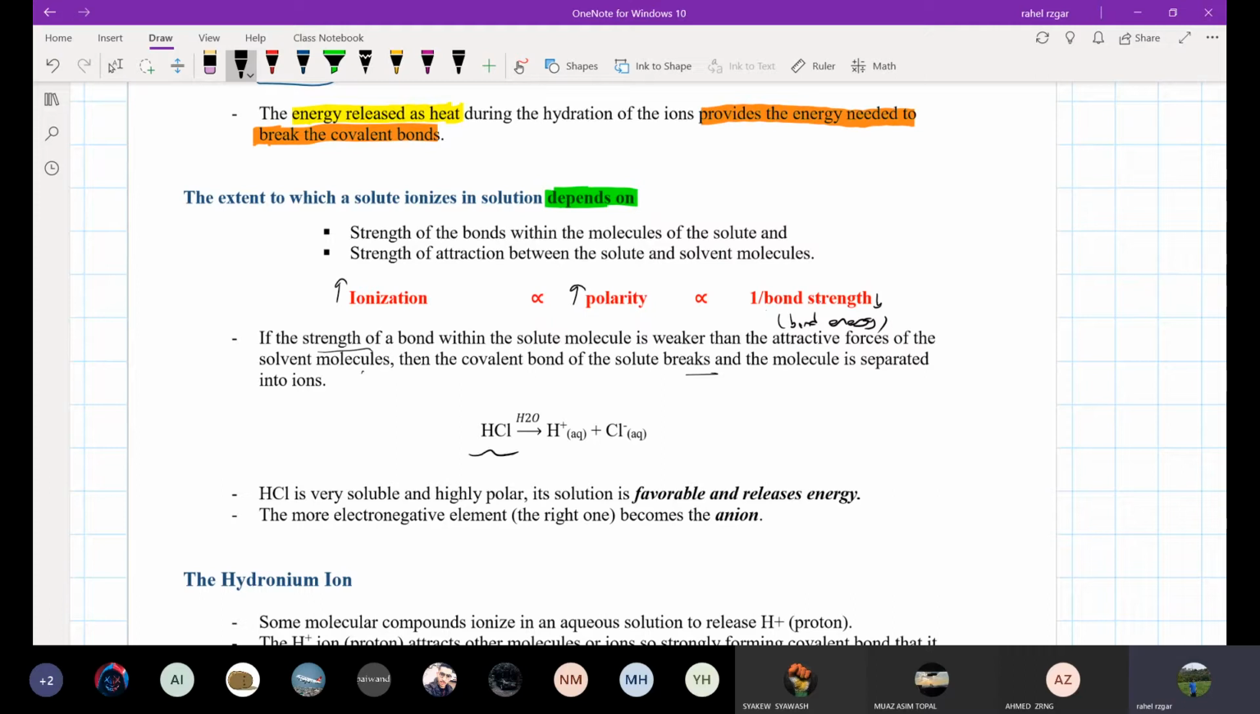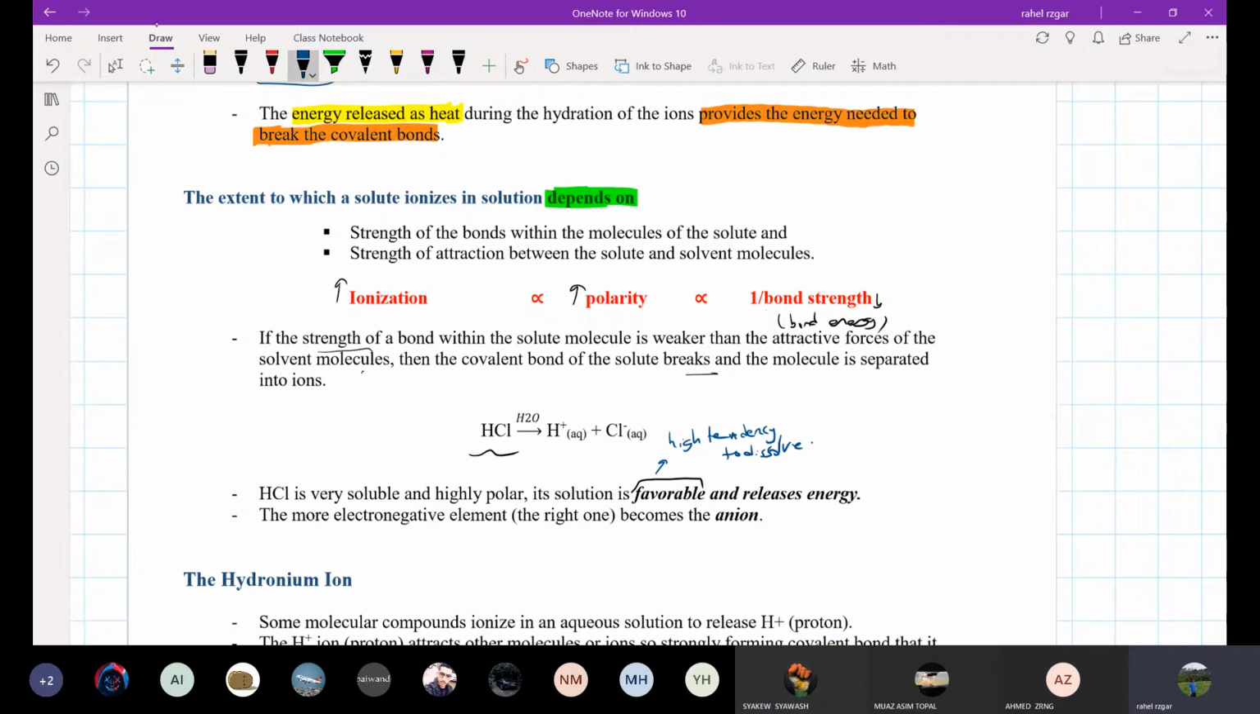So HCl is very polar. It's highly polar, and it dissolves very well in H2O. So its solution is favorable. What does favorable mean? High tendency. It wants to be dissolved. That's what favorable means. Its solution is favorable, so it has a high tendency to dissolve. It really wants to dissolve.